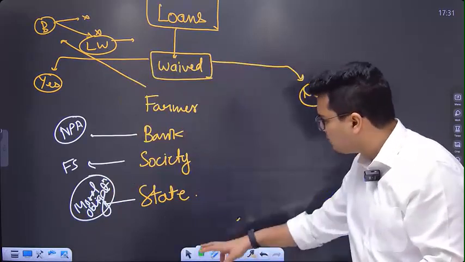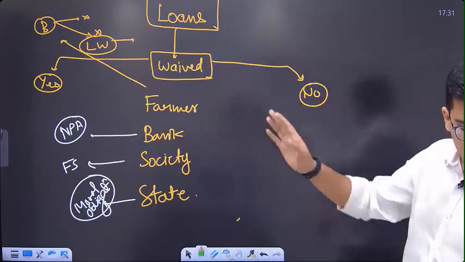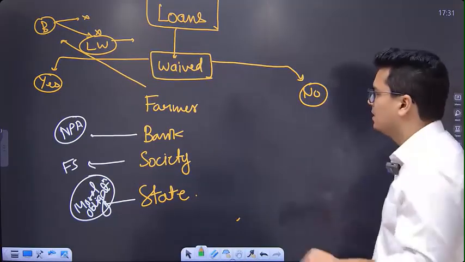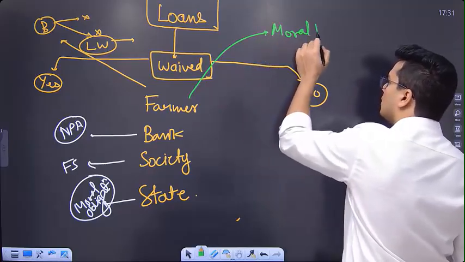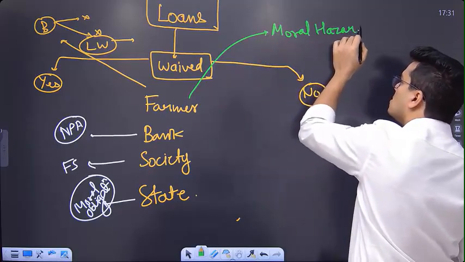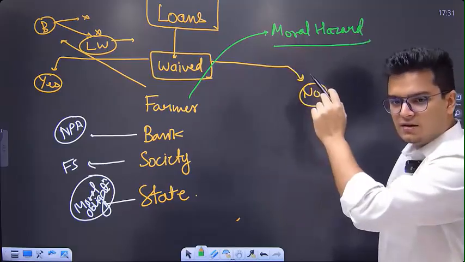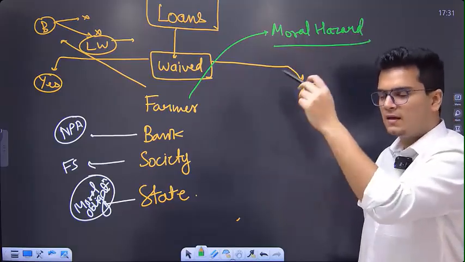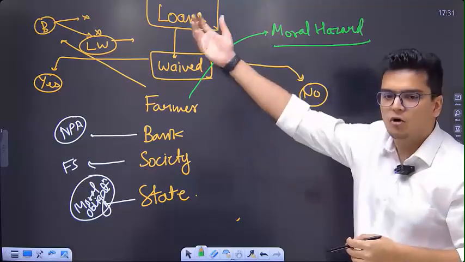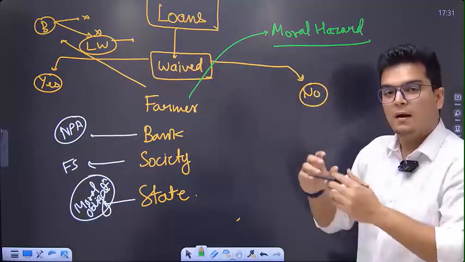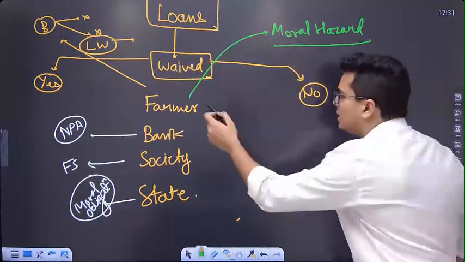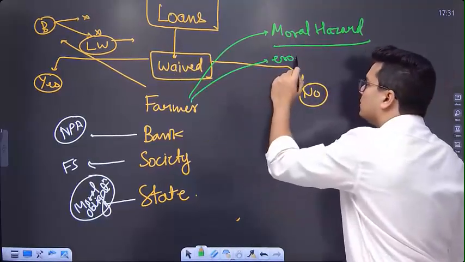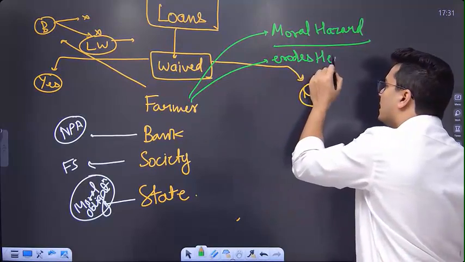But obviously, more arguments can be found against loan waivers. Firstly, it creates a moral hazard. See, now this is how you use keywords. We all know what this means. It means that the farmer will not want to repay the loan back. But rather than writing like this, I will write: it creates a moral hazard. It erodes healthy credit culture.